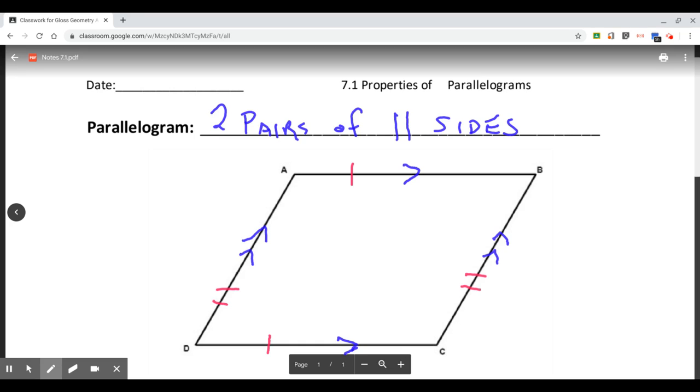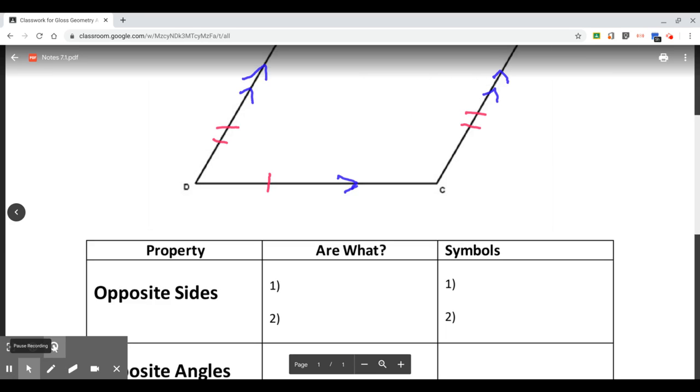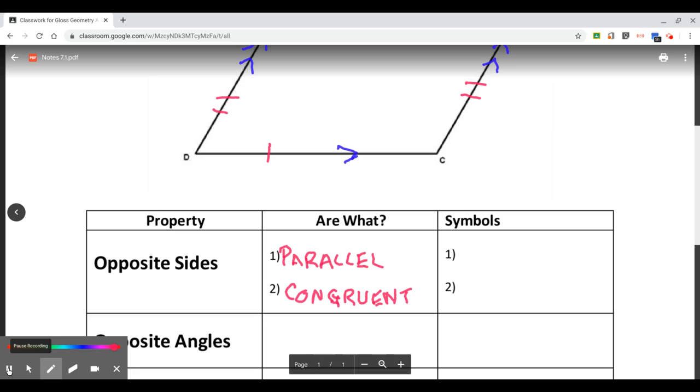All right, well, let's take a look at notation. So down here in the box under the diagram, it asks what property we are focusing on, and we're focusing on opposite sides. So what are the properties of opposite sides? We just learned that opposite sides have parallel sides and congruent sides. So opposite sides are parallel and congruent.